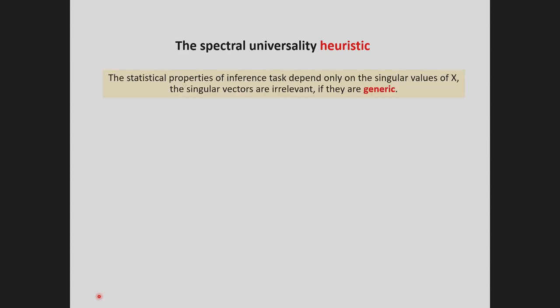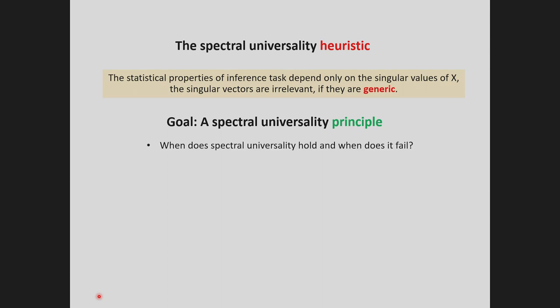Again, just to recall, what we are trying to understand is that often we see that the statistical properties of the inference task depend only on the singular values of our design matrix. The singular vectors are not important, provided they are not exceptional. The goal is to turn this heuristic into a mathematical principle so that we can check when this is going to hold and when it is not. So when does this happen and when does it fail? And what exactly do we mean by the singular vectors being non-exceptional or generic?